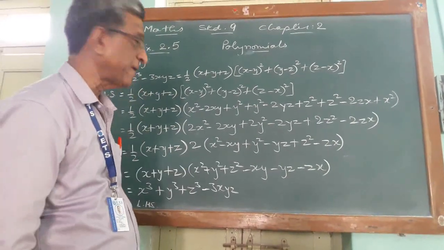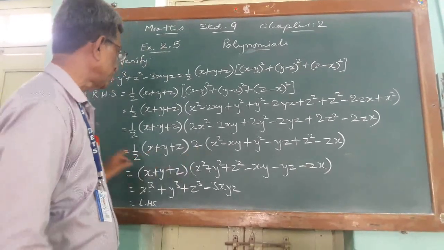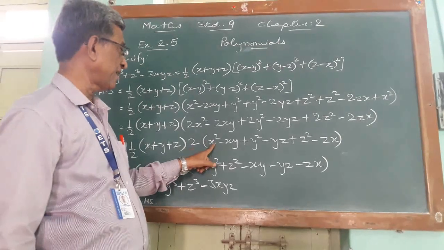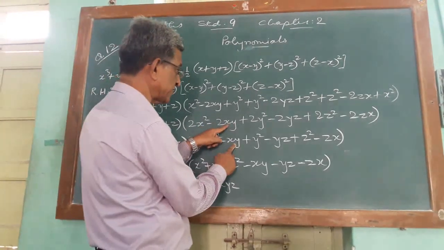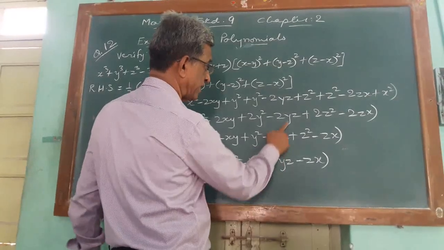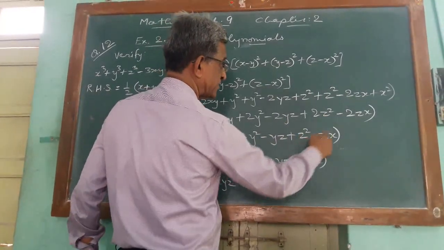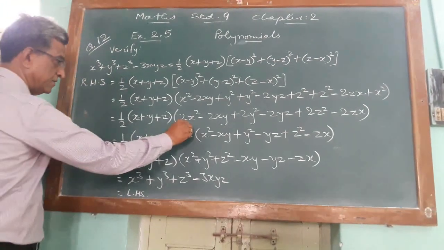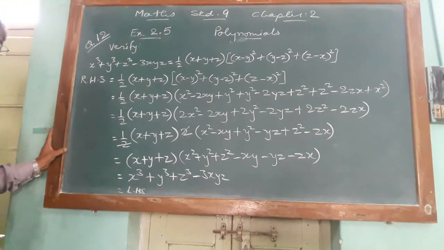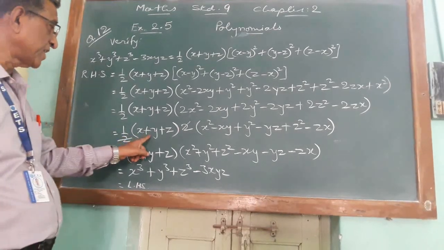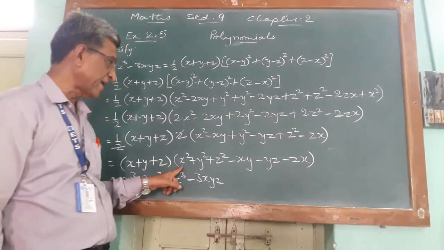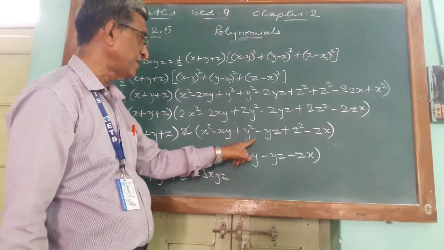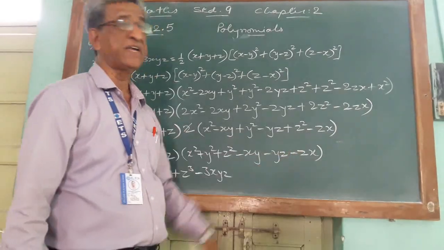So what remains in the bracket? 2 into bracket, this 2 remains as it is. 2 into bracket x square minus xy plus y square minus yz plus z square minus zx. So this 2 and this 2 will cancel. What is left? x plus y plus z into another bracket x square plus y square plus z square minus xy minus yz minus zx.